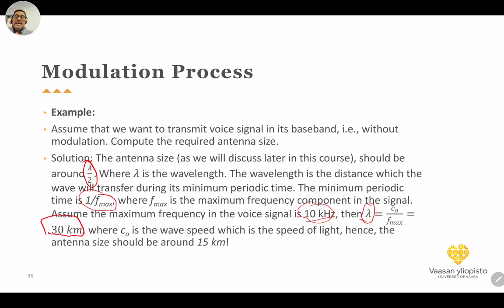So if you want to connect this microphone signal directly after amplification to the antenna, to get efficient transmission the antenna length should be at least 15 kilometers. You can see this is only from one side, only from the antenna side. There are many other reasons that make the modulation process crucial, very important for wireless communication. So it is not possible to just transmit the signal in its baseband.